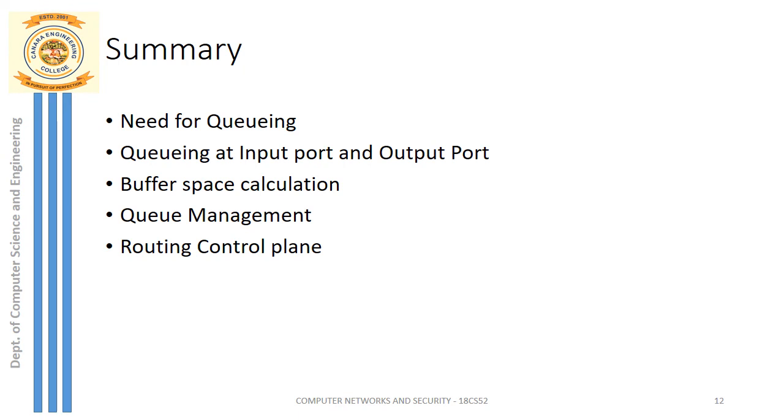Finally, I will summarize the concepts whatever I have discussed in this video. Initially, we have discussed what is the need for queuing, how queuing happens at input port and output port and its aspects, how we calculate the buffer space required at the input port and output port, how we manage queues, that is active queue management algorithms, and we have discussed one of the most important algorithms, that is random early detection, and finally we have discussed the routing control plane.